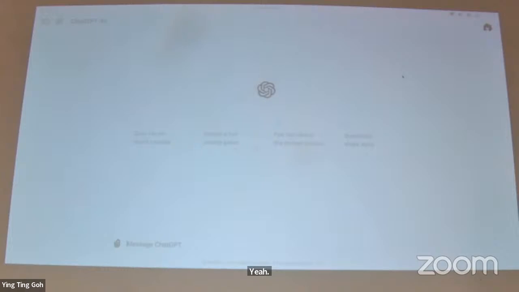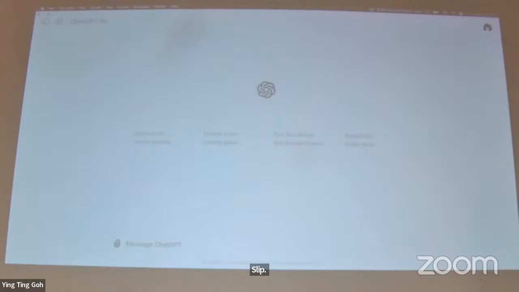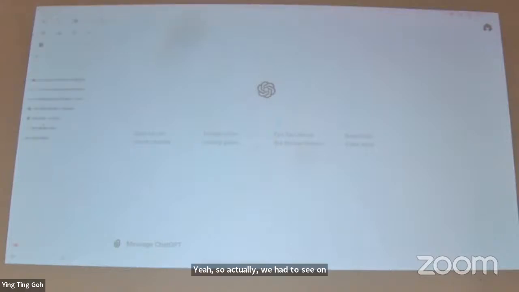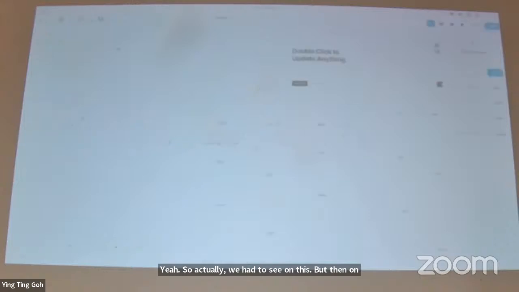Yeah, so actually it's a bit hard to see on this, but on Framer, for the different content styles, it actually has different layouts here.